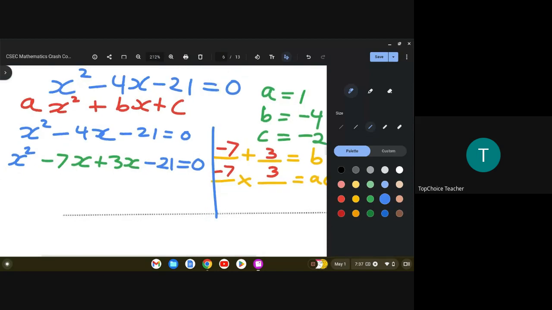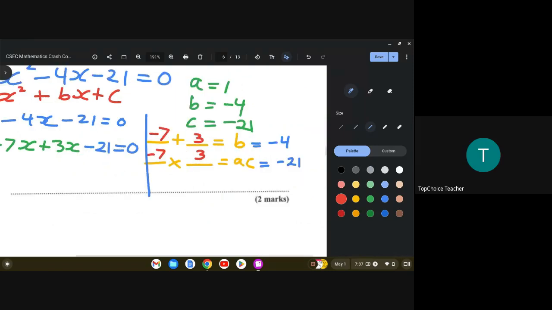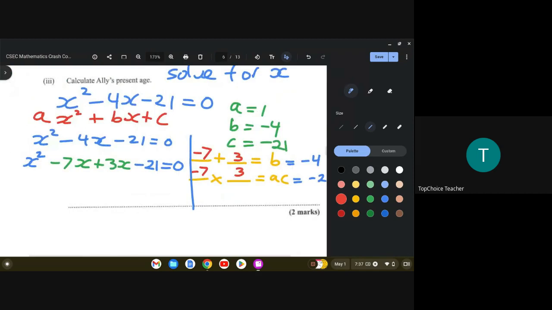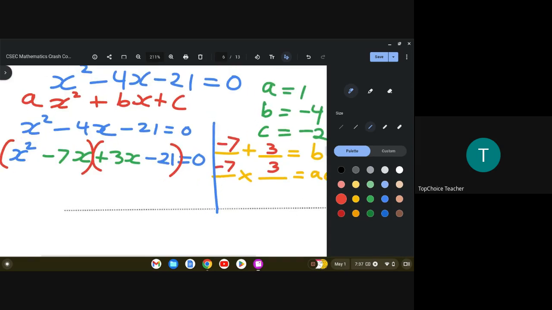Have you all ever heard of factorization by grouping? Yes, sir. That is why we did all of this work on the right. We needed 4 terms in order to do factorization by grouping. 1, 2, 3, 4. You have to have 4 terms before you can do factorization by grouping. So let's put brackets. When you're doing factorization by grouping, you must put brackets.